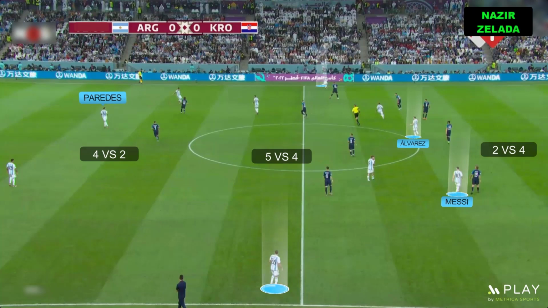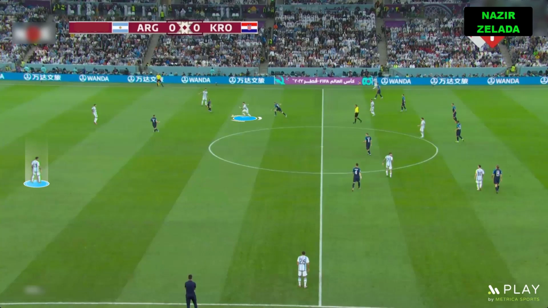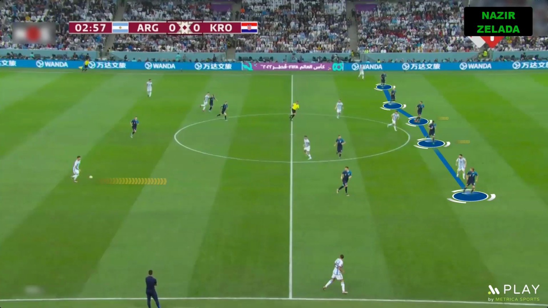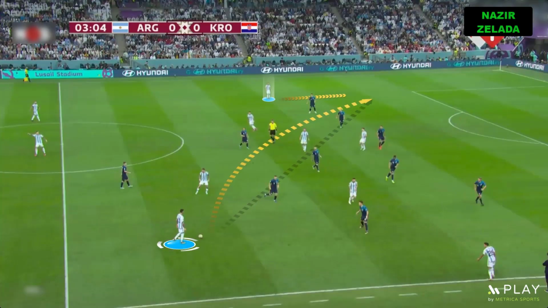Moreover, Messi and Álvarez fixed the four defenders. Therefore, the midfielders dropped back to create a passing line between Croatia's strikers and the midfielders. Also, this freed the center backs to move the ball to the midfield. Sometimes Argentina looked for long balls to the fullbacks who ran behind Croatia's defensive line.